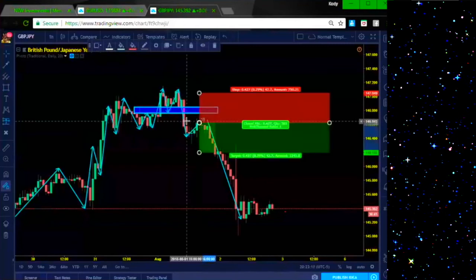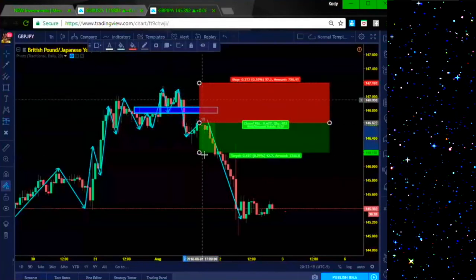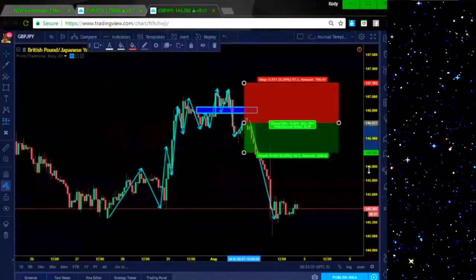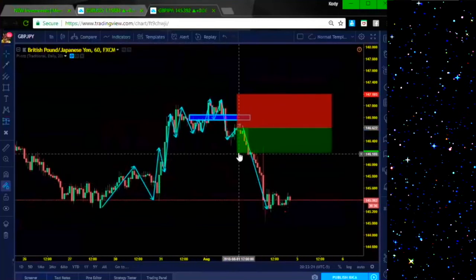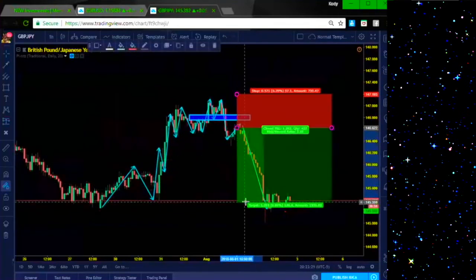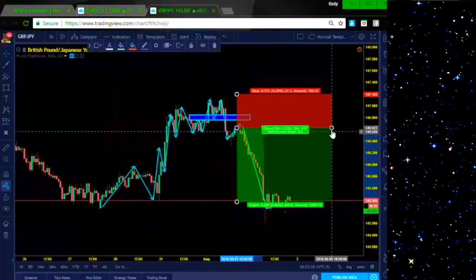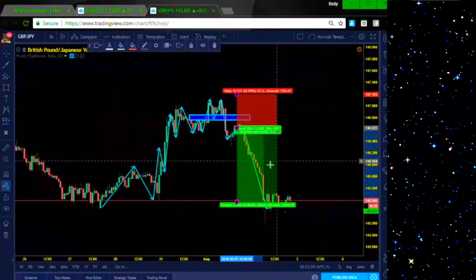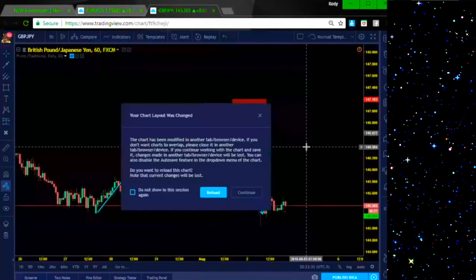Here's your short trade. Stop loss up here. Me personally, when I took this trade last night, I was aiming for these lows right here. Target was smashed. I was out 125 pips. What's the problem?